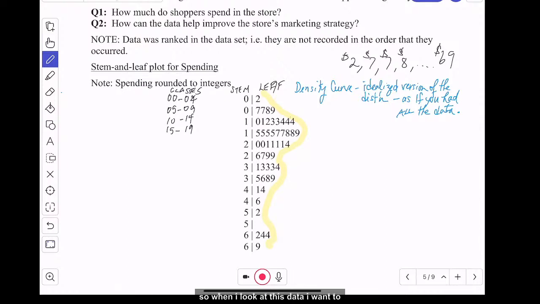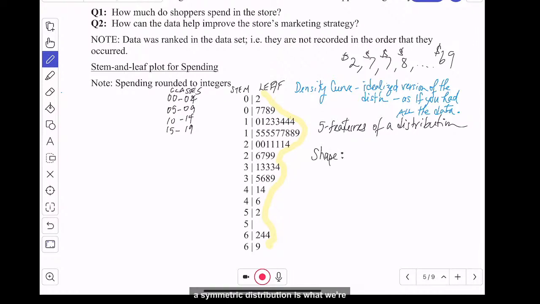So when I look at this data, I want to make some statements, some summary, and the way I do that is I use the 5 features. The 5 features include, first, shape. The shape of this distribution is asymmetrical. It's not symmetric. A symmetric distribution is what we're going to focus on soon, but this is known as a right-skewed distribution.